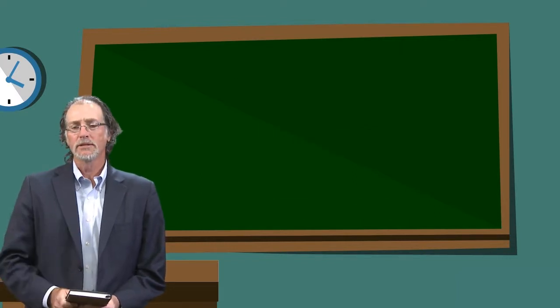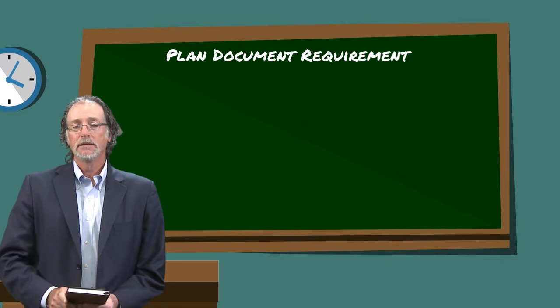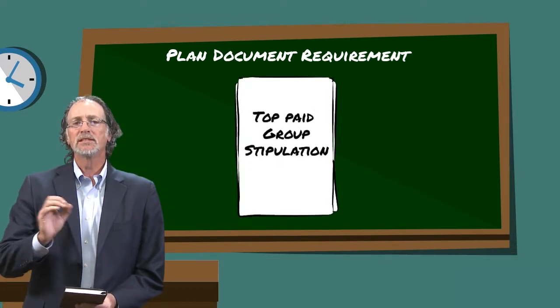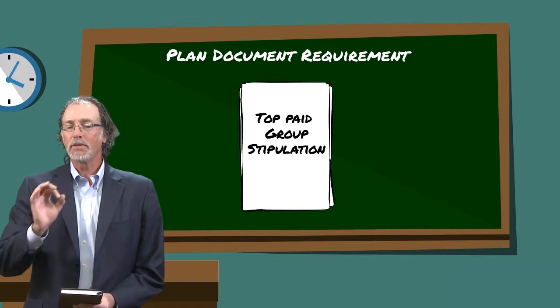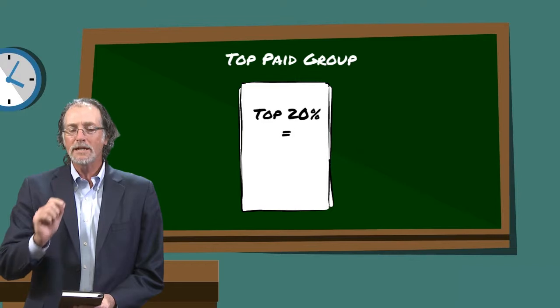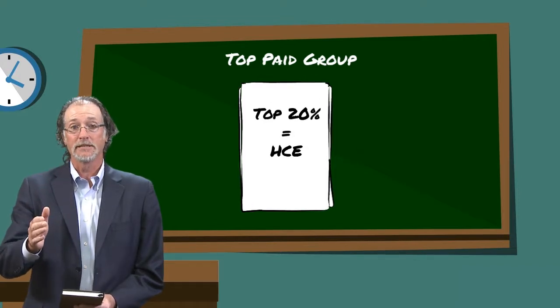So there's one other way to look at HCEs, and this is a plan document requirement. You can determine HCEs using the top paid group. So again, the plan document must stipulate this, and the top paid group simply says the top 20% of all eligible participants are considered HCEs.